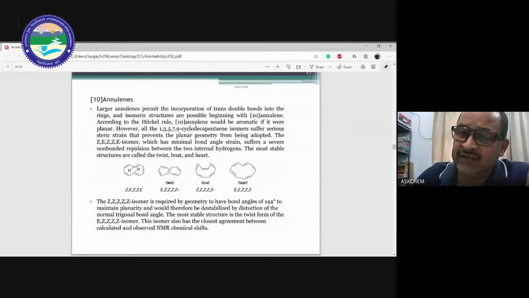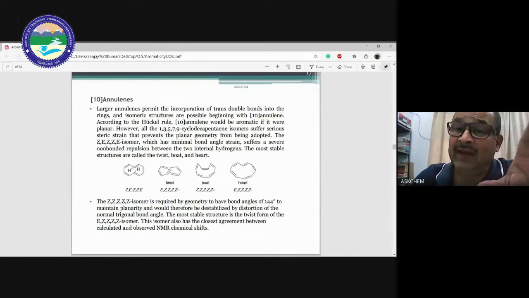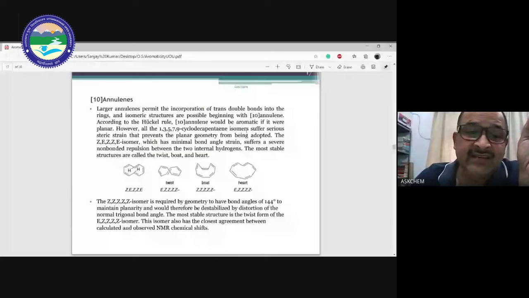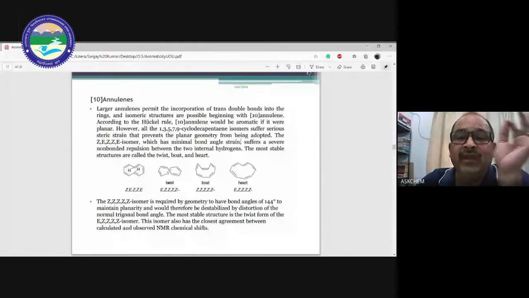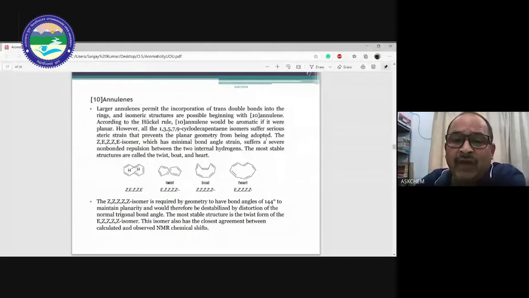According to Huckel's rule, [10]annulene would be aromatic if it were planar. If it were planar, it would be aromatic because it satisfies all four criteria for aromaticity. However, all the 1,3,5,7,9-cyclodecapentaene isomers suffer serious steric strain that prevents the planar geometry from being adopted. Some strain is there.